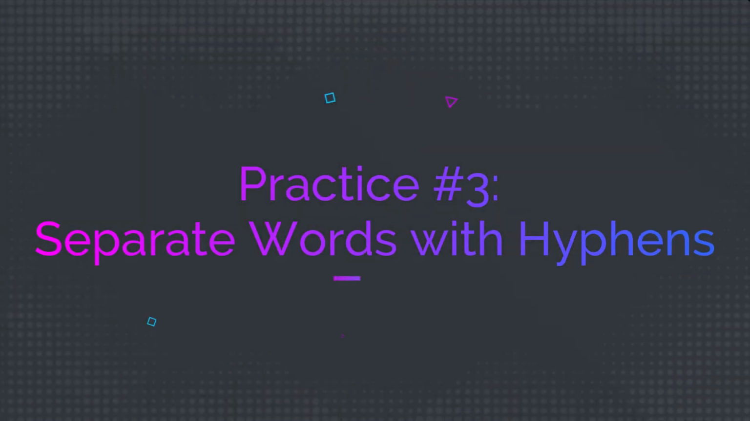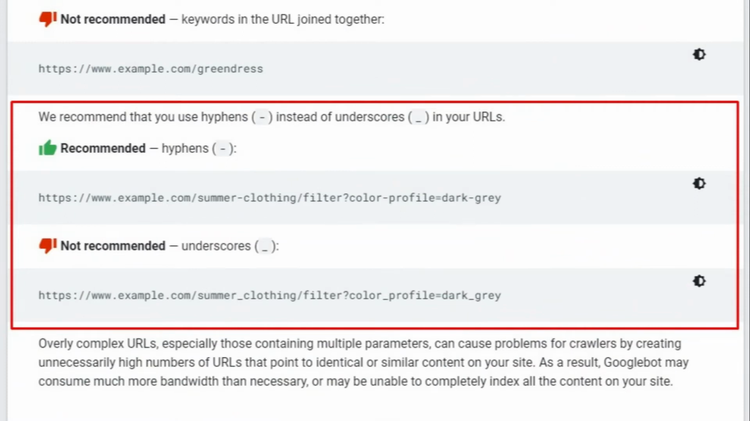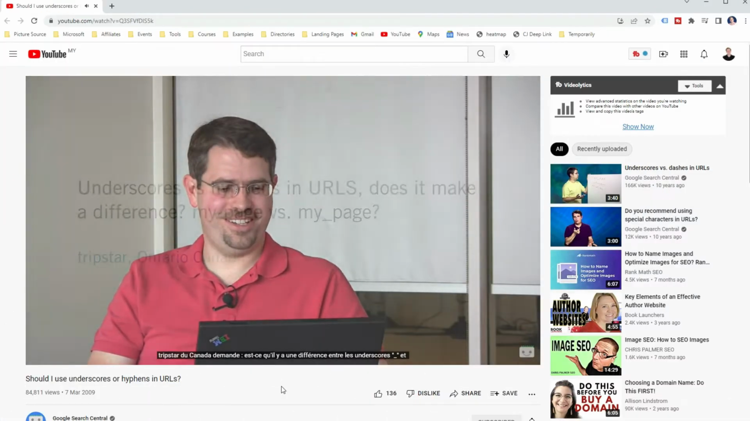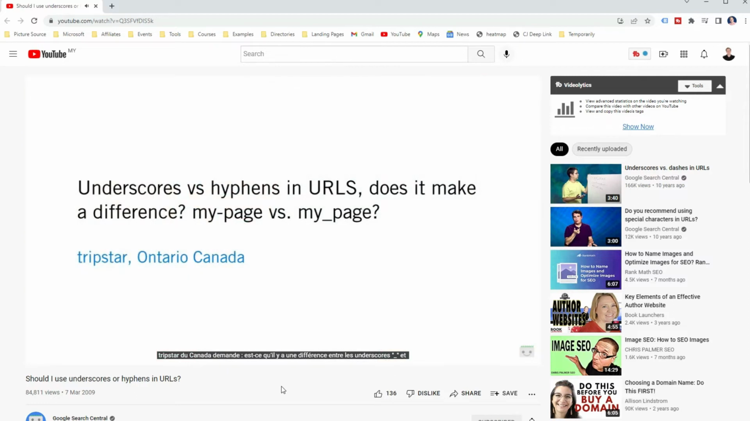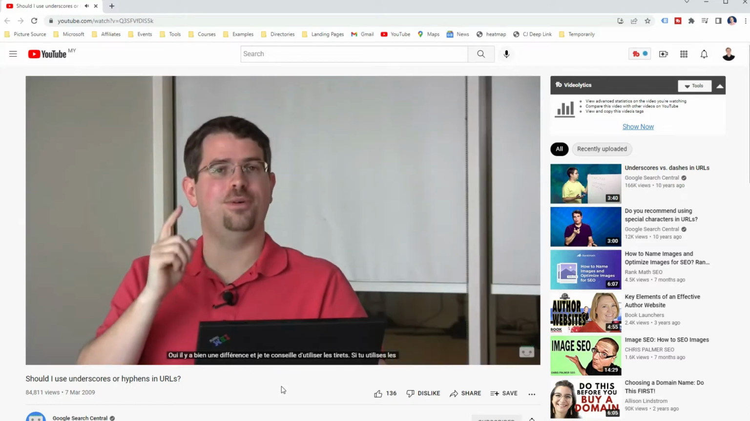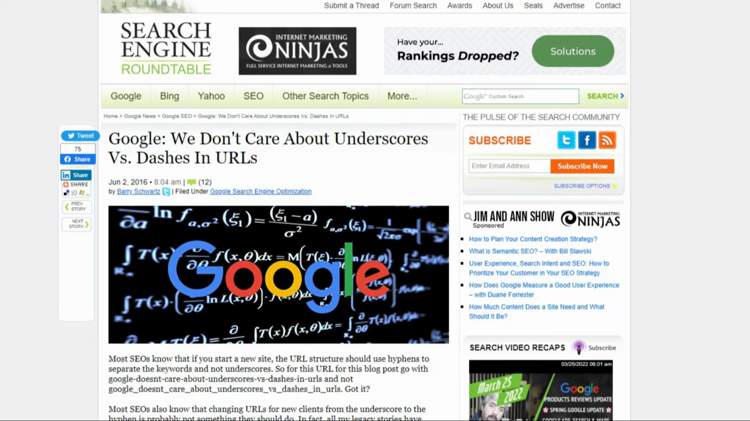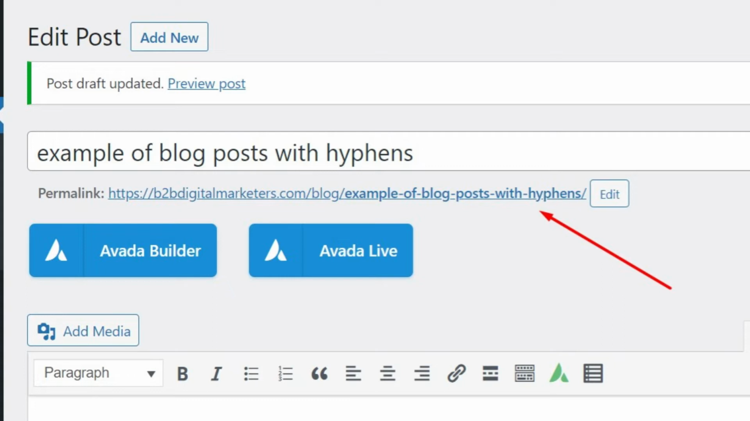The third best practice for SEO URLs is to separate words using only hyphens and not underscores, as it is recommended by Google. Using hyphens in URLs is easier to read and more user-friendly. Also, Google treats hyphens or dashes as a separator, while underscores not. And if you already have pages with underscores, it's recommended to not change them, as Google doesn't really care about underscores versus dashes in URLs, according to John Miller. However, as recommended by Google, you should create URLs with hyphens preferably. If you are using WordPress, luckily this is done automatically for every web page and blog post.